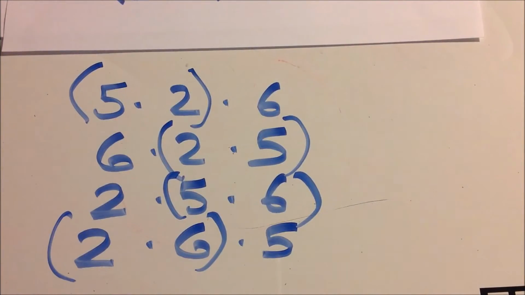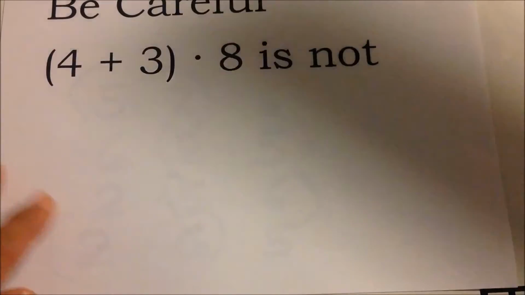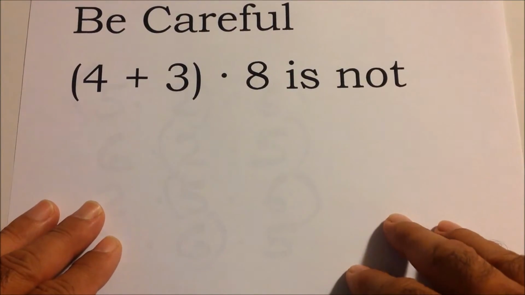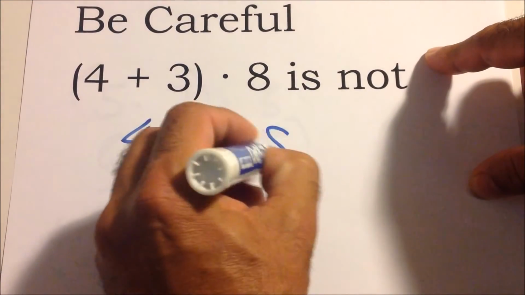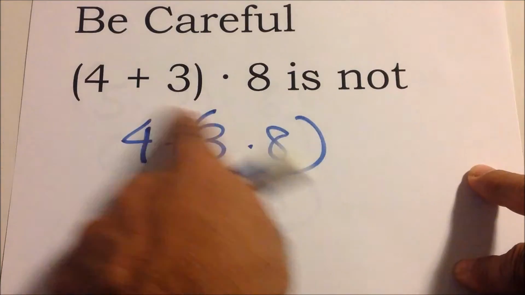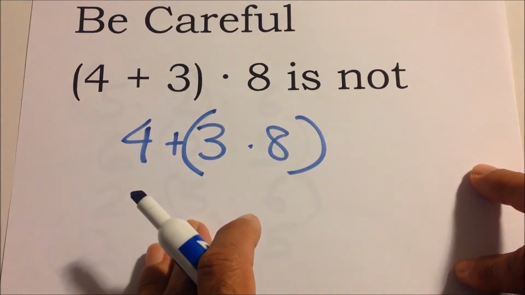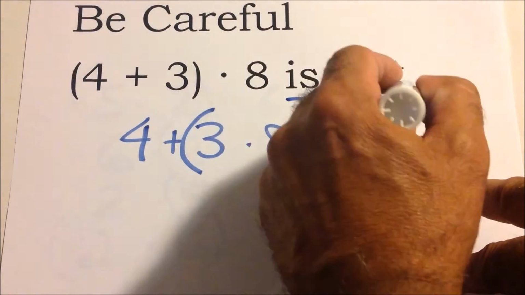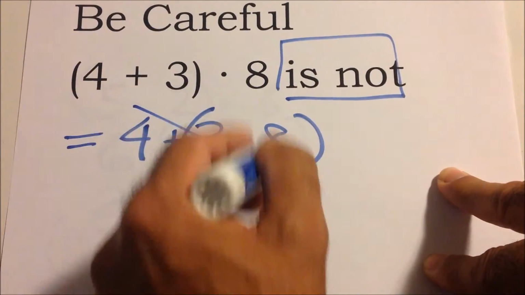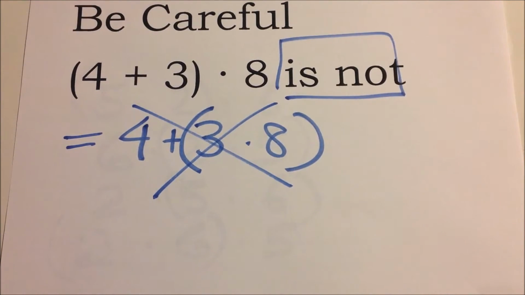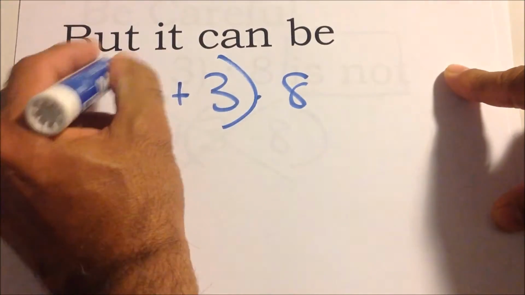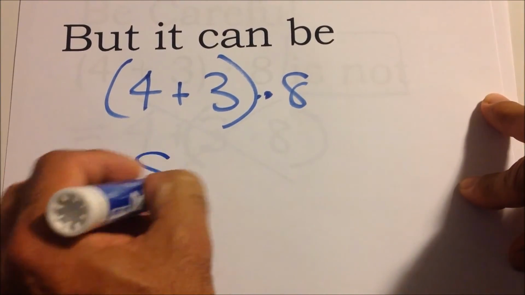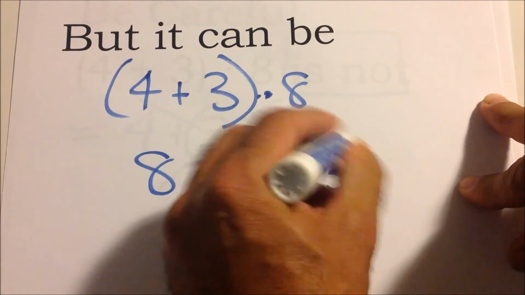Now be careful. Here's something that sometimes students make mistakes with when they see 2 operations. 4 plus 3 times 8. It's not this. When you have 2 different operations, don't do the associative property. Be careful. It is not that. So it does not equal that. But it can be something else. If I had 4 plus 3 times 8, with 4 plus 3 in parentheses, well, you remember the commutative property, it also can be this, just switched around.